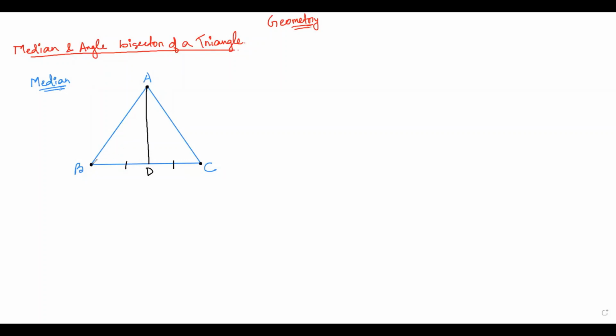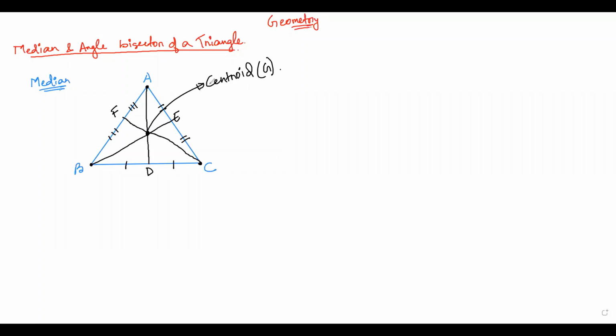In a similar way, if we draw a line segment BE from the vertex B such that the point E divides the side AC into equal halves, then BE is also a median of the triangle from the vertex B. In a similar way, if we draw a line segment CF from the vertex C such that F is the midpoint of the side AB, then CF is also a median of the triangle ABC from the vertex C. Now, all these medians meet at a point, and this point is called the centroid of the triangle, which we generally denote by capital G.